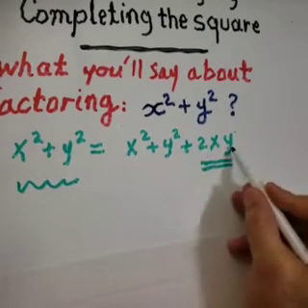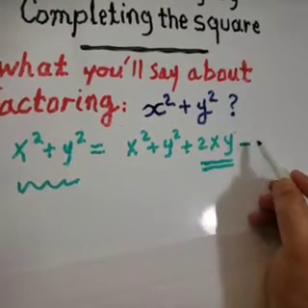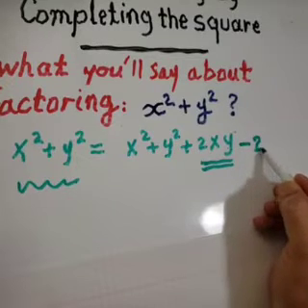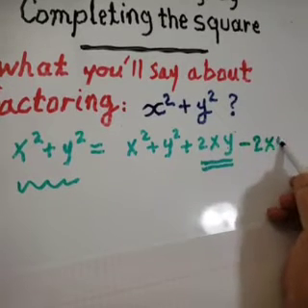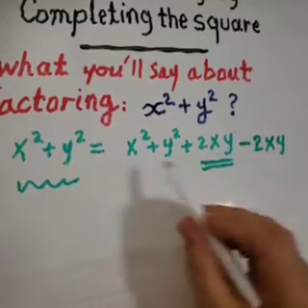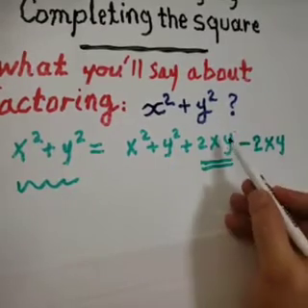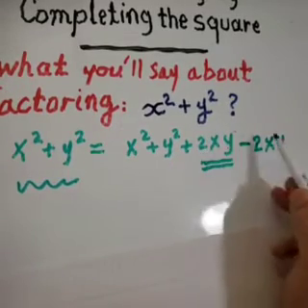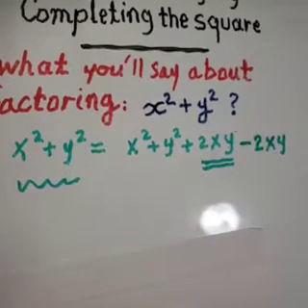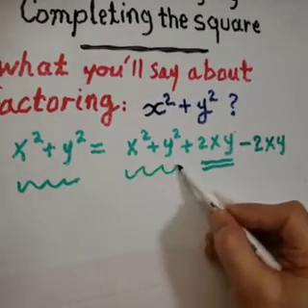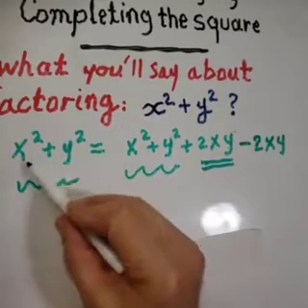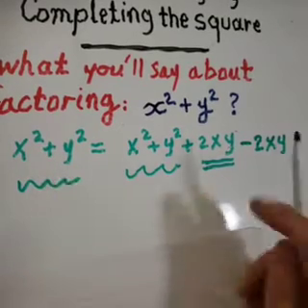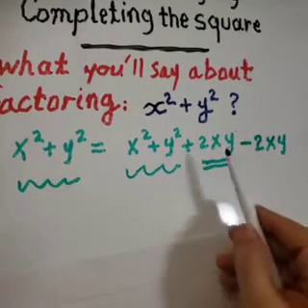So this 2xy that we added, we have to subtract it again to make sure we did not change the value. So you see, we added 2xy, then we subtracted it again. Still the same two terms, just this adding and subtracting. Why did we add this one?